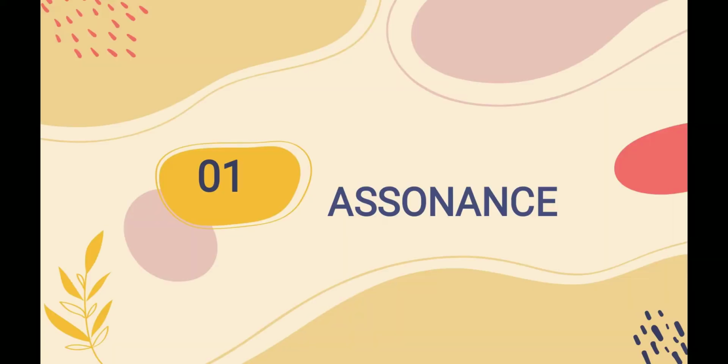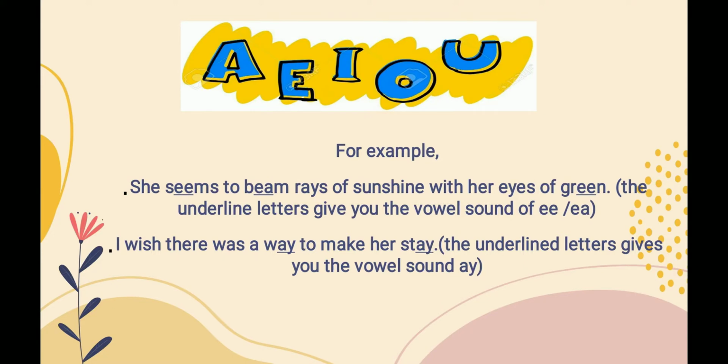For the first subtopic we have assonance. Assonance is the repetition of the vowel sounds A, E, I, O, U in nearby words. When it has the same vowel sound, we call it assonance. Vowels are the alphabets A, E, I, O, U. They help to create different sounds in words. All words contain at least one vowel and it can stand alone or blend with another vowel to make a new sound.